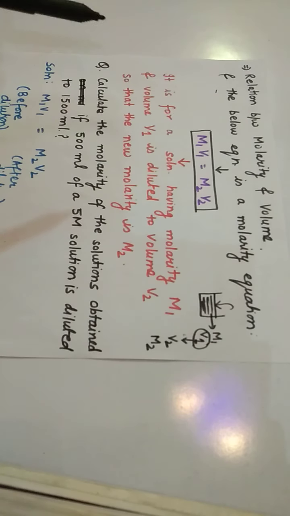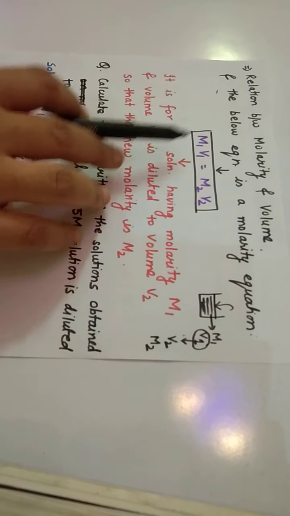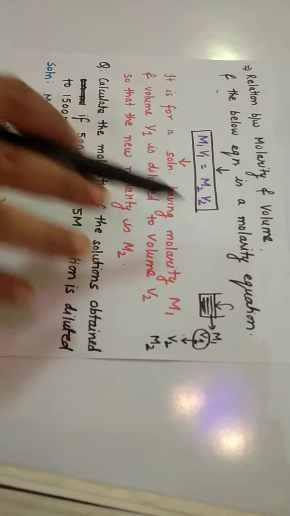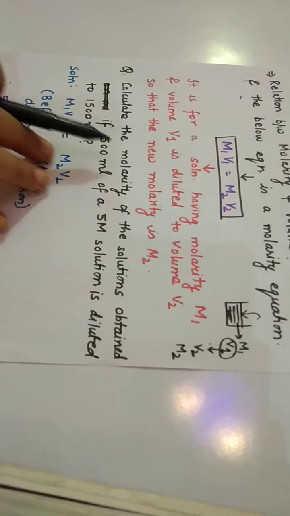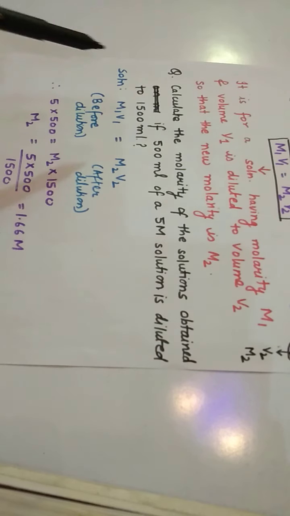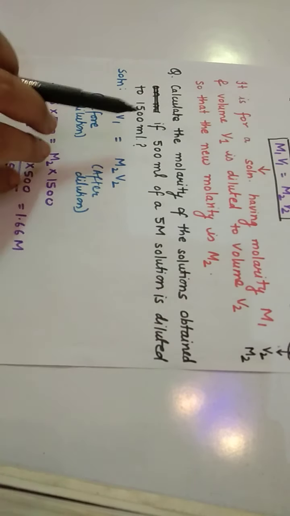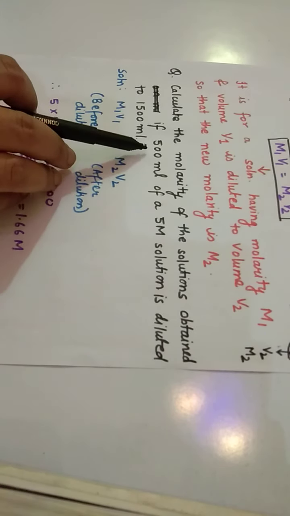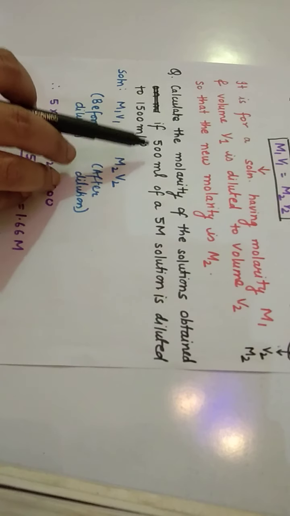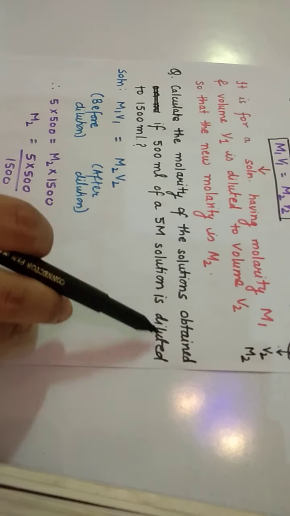So children, when does it come? It comes if you have more than one volume. Then this formula will be used, or in case of dilution it will be used. So now one numerical is there. Calculate molarity of the solution obtained. You need to find out the molarity of the solution that is obtained if 500 ml of a 5M solution is diluted to 1500 ml.